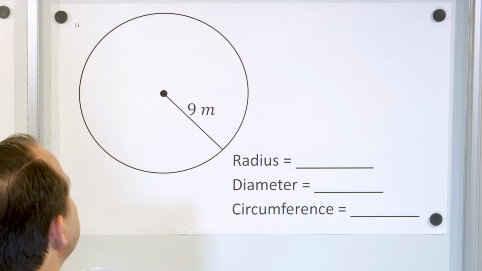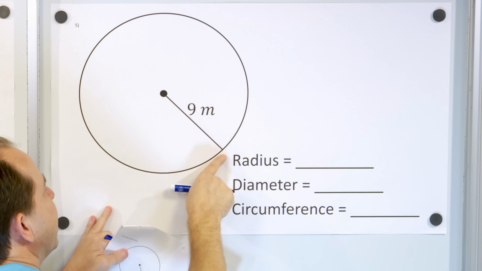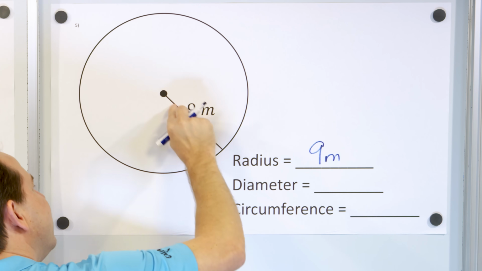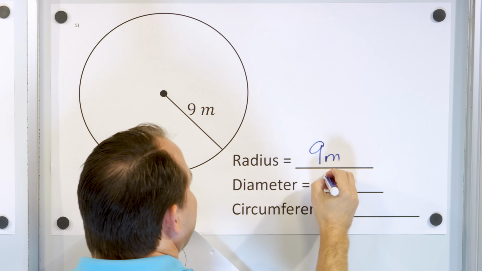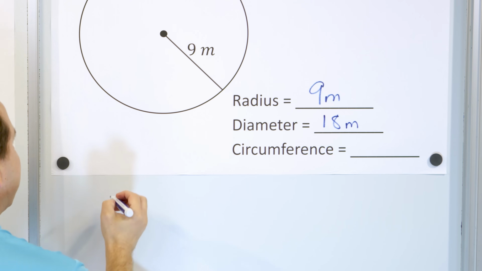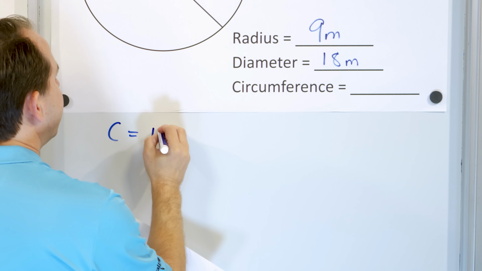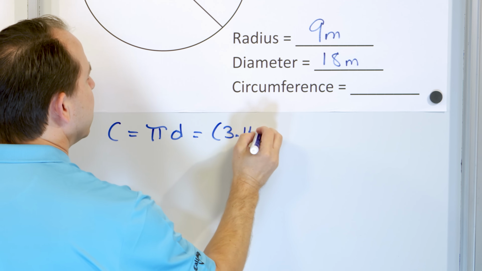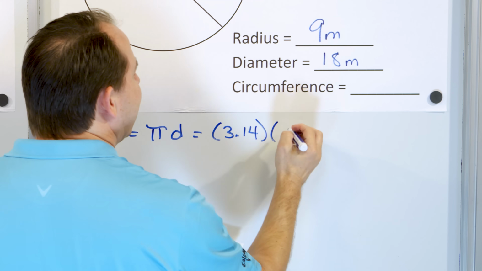Problem number 5. The radius is given right here on the figure. It's 9 meters, so we put 9 meters. And the diameter is 2 times that radius. So 9 times 2 is 18, so we just put 18 meters right there. And now we want to find that circumference. So we can say pi times the diameter, which is 3.14 times the diameter, which is 18.